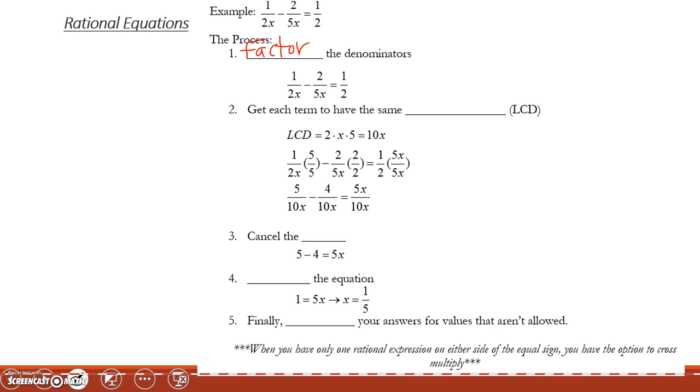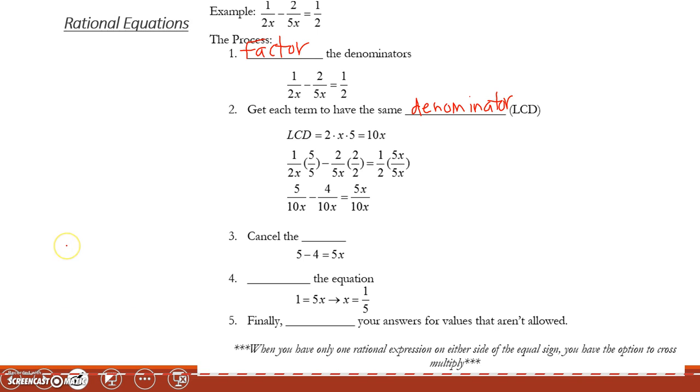Second thing is you have to get each term to have the same denominator. So get an LCD. So in this case, with this problem, my LCD was 10x. So I just multiplied the 2 and the 5 together, and then there was an x in 2 of them, so I brought that down as well. So that means I had to multiply the first fraction by 2 or 5 to get 10. I had to multiply the second fraction by 2 to get 10 on the bottom. And I had to multiply the last one by 5x to get 10x on the bottom. So then if you look, they all have 10x on the bottom.